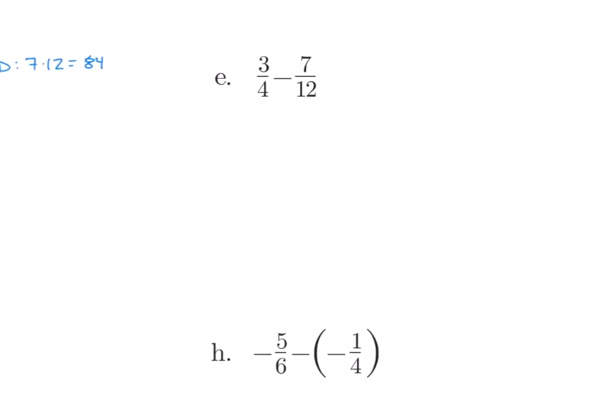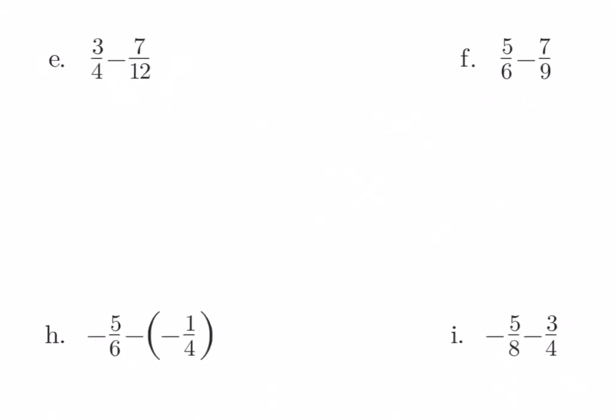All right, a couple more. Let's look at example E. What is my LCD? I want a number that is divisible by 4 and 12, or something that is a multiple of 4 and 12. And for this one, our LCD is actually going to be the 12. Remember that we have to multiply to it.